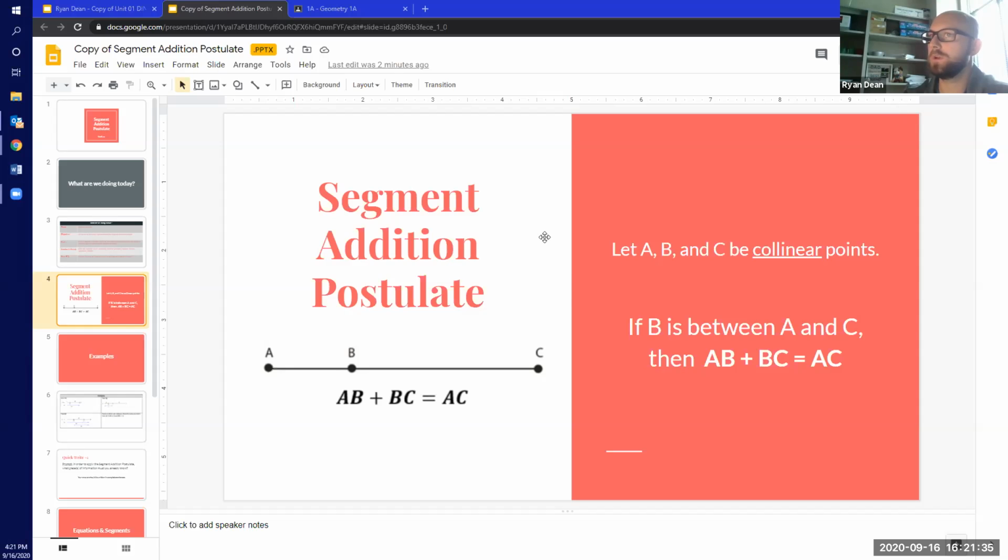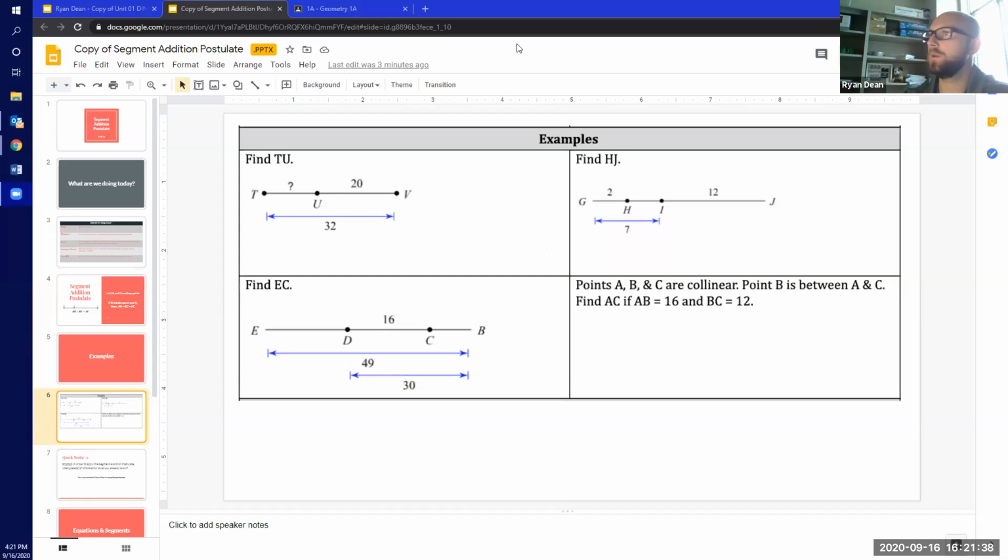So let's go ahead and take a look at a few examples here. This first example, we're going to find segment TU. So I'm going to take the same formula that we had on the previous slide, and I'll write that up here. But I'm going to rewrite it in terms of the letters that we have up on the screen. So TU plus UV is equal to this entire length here, this entire segment, TB. So when I add the two small ones together, it gives me the large one.